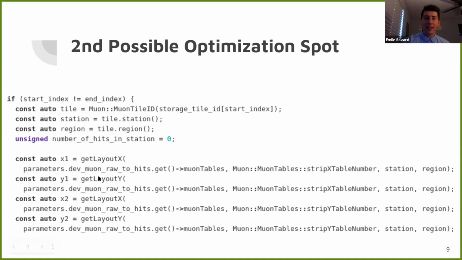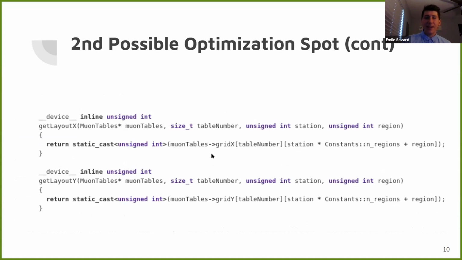And then the second spot in the code that we looked at was later on, there is this function of get layout X and get layout Y, which, if you look at it, is actually a pointer to another file called muon tables. And if we look at the function in muon tables itself, all it actually does is point to an array that is then indexed by a calculated value.